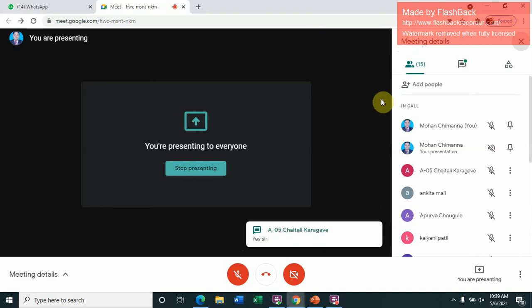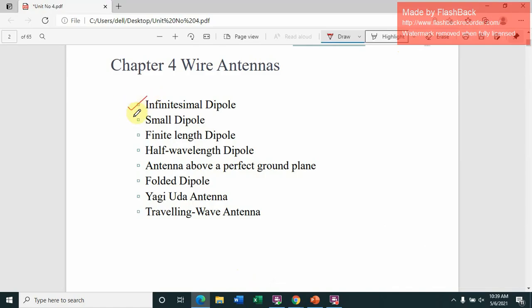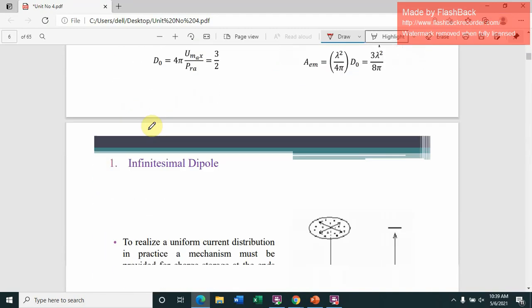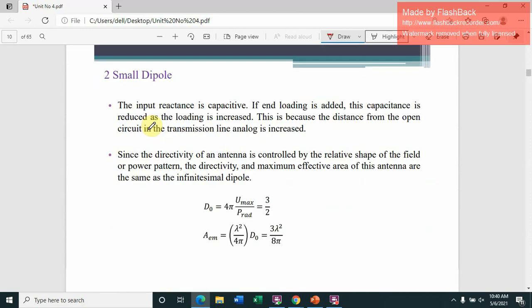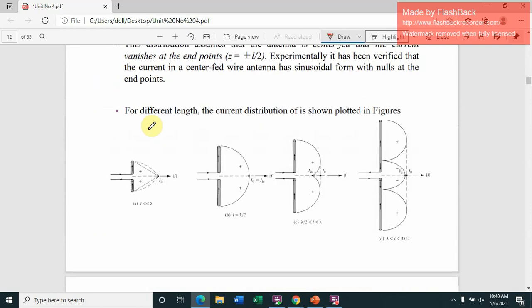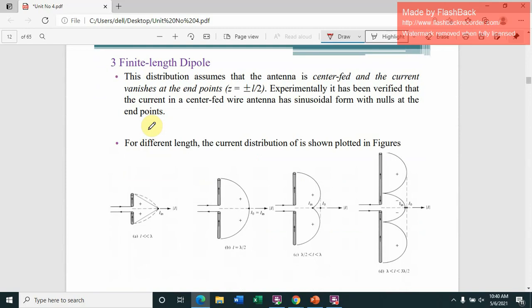Now, if you have any doubts regarding a point, you can message on the chat box or directly unmute your mic. The infinitesimal dipole antenna, small dipole antenna and finite length dipole antenna, up to this part we discussed in the previous lecture. So we move towards the next point today onwards.